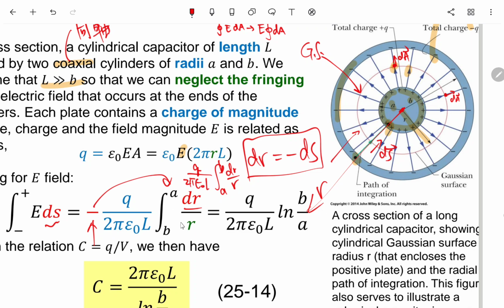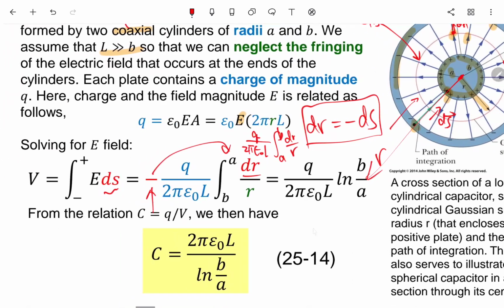Okay, if you integrate this 1 over r, this is just the natural log. Natural log of r, and then you vary from A to B, so it will be natural log of B minus natural log of A. So it will be natural log of B over A. Okay, so finally, if we look at the leftmost and the rightmost part, this is the expression of V.